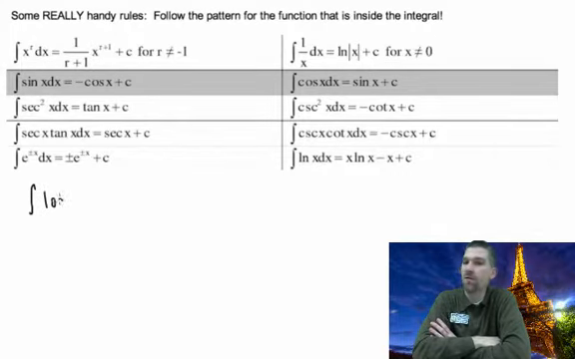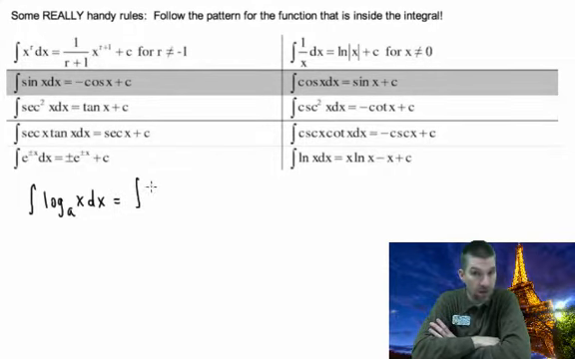But the log base a of x, where a is a constant. If we are going to integrate this, we're going to use a little conversion here, where we look at the natural log of x over the natural log of a. Remember, you can change your bases. And the natural log of a is a constant.